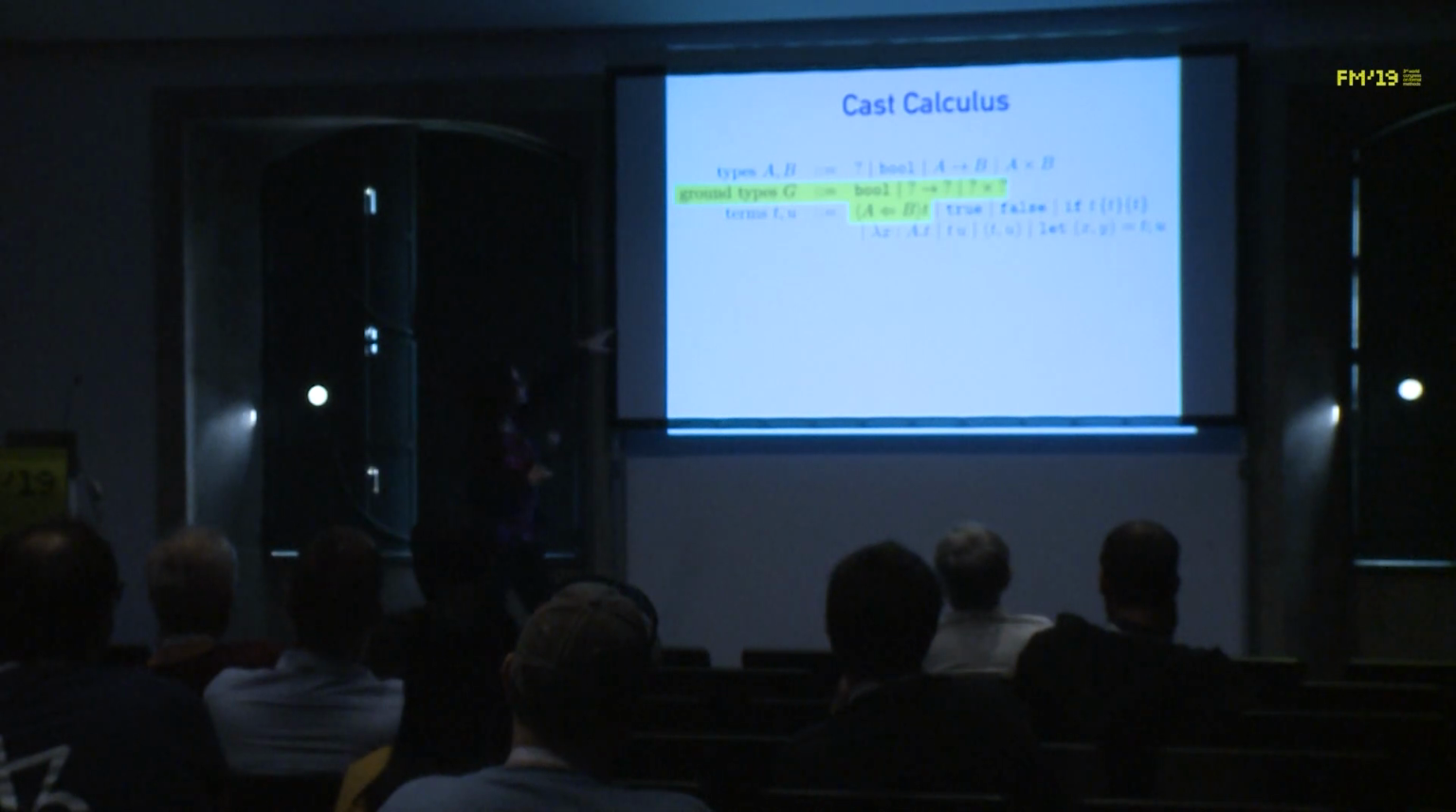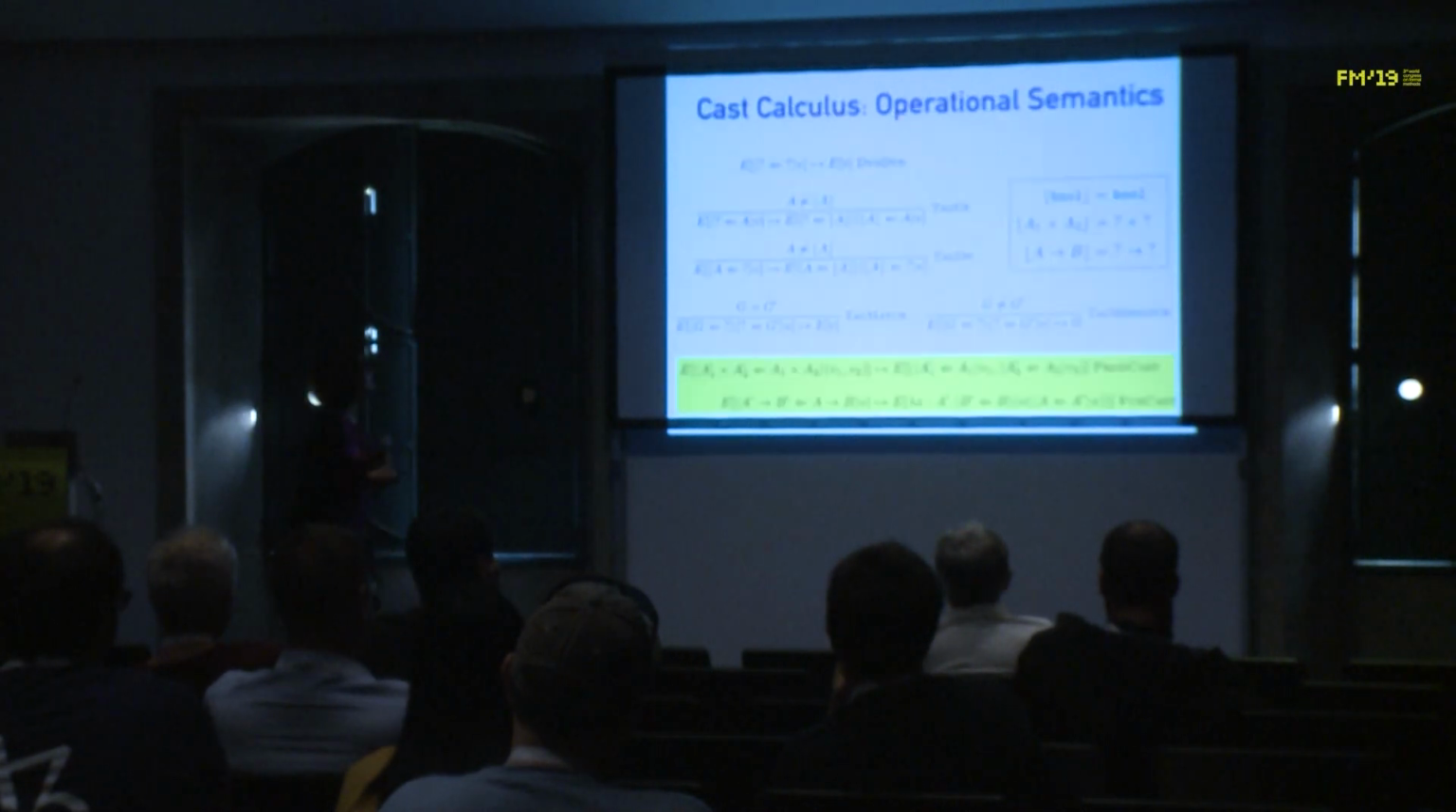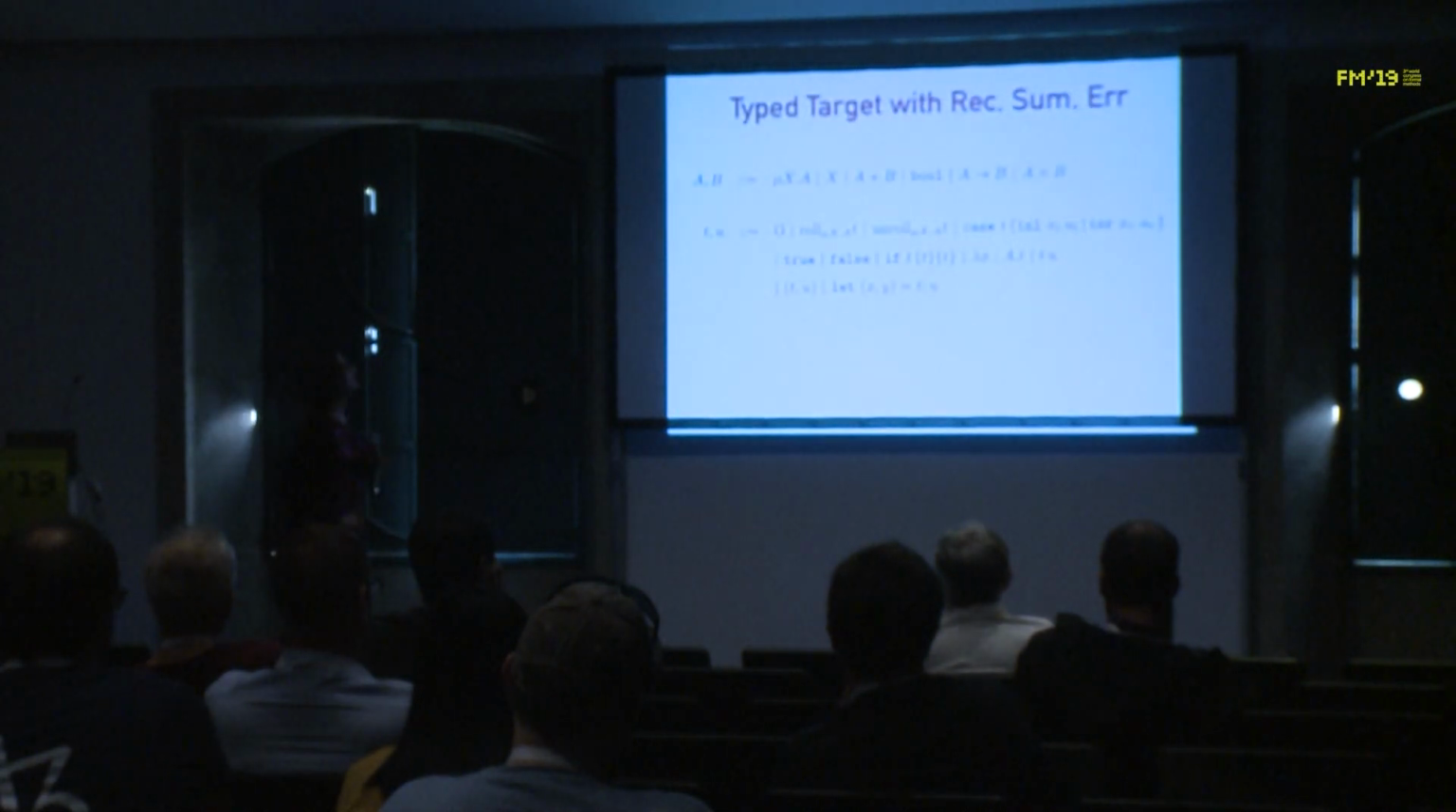language, the cast calculus. For now, I just have Booleans, functions, and products. And here's the cast, of course, T being cast from B to A, which we've been seeing. I'm going to skip over the operational semantics. I just wanted to say that for now, I'm dealing with a cast calculus that does the wrapping semantics, and that's all you need to know. You don't need to read that slide other than that.